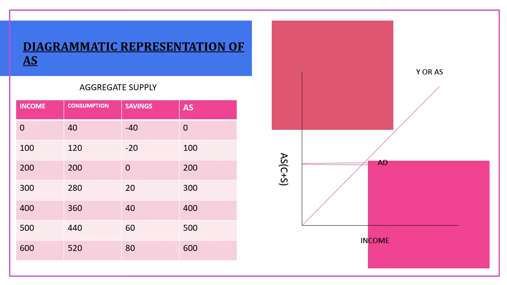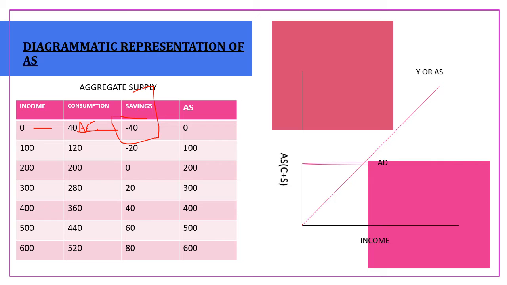Again come to this schedule. See, your income is 0. You are consuming 40. This is autonomous consumption. So your savings is minus 40. How does minus 40 come? Because you have taken 40 rupees from savings and consumed it. So savings will reduce by that 40 rupees. So that is minus 40. Aggregate supply is the total of consumption and savings. It will be 0. So the aggregate supply curve always starts from the origin.